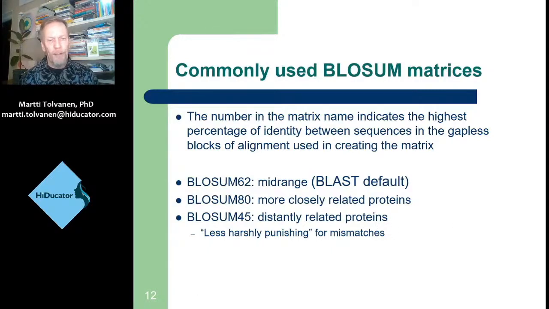So BLOSUM45 is made using distantly related proteins, and the result is that because the dataset has more substitutions happening, there will be less penalties, not that high penalties for substitutions, and also there will be less rewards for matches. So this should be enough for you to get a hang of the problem in homework.